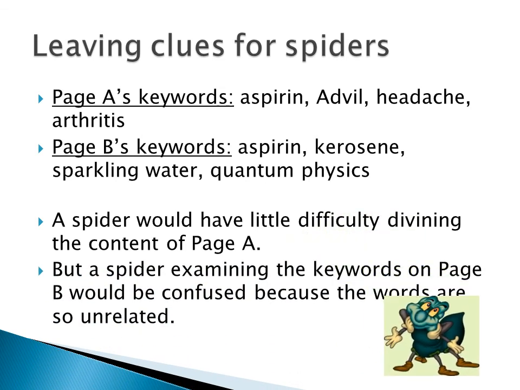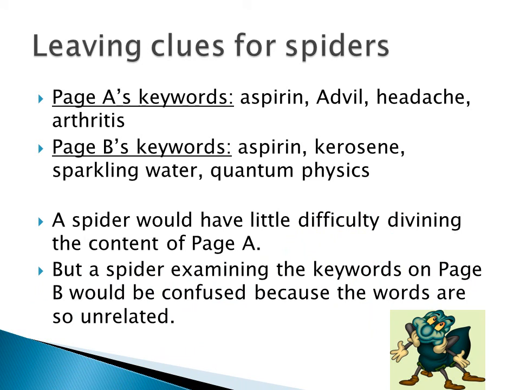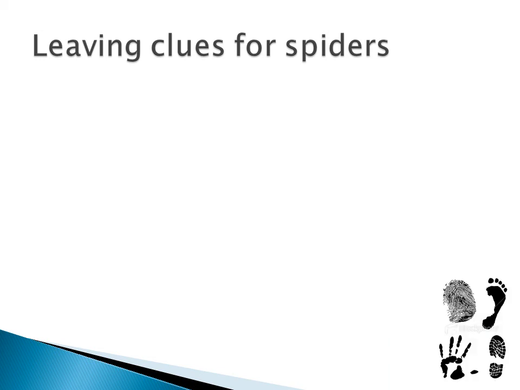On the other hand, I'm not sure what page B is about. The spider would just be confused because aspirin and kerosene and sparkling water and quantum physics don't have a lot to do with each other. I suppose you could take an aspirin with sparkling water. You wouldn't want to do that with kerosene, would you? But you see the point, right? A is very clear for the spider. B would confuse the spider. Okay, let's go on.